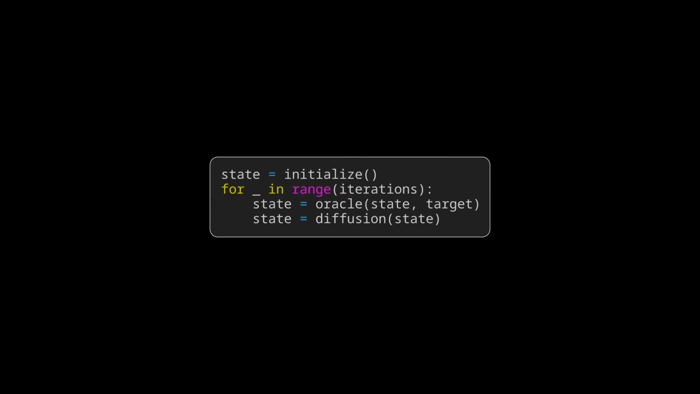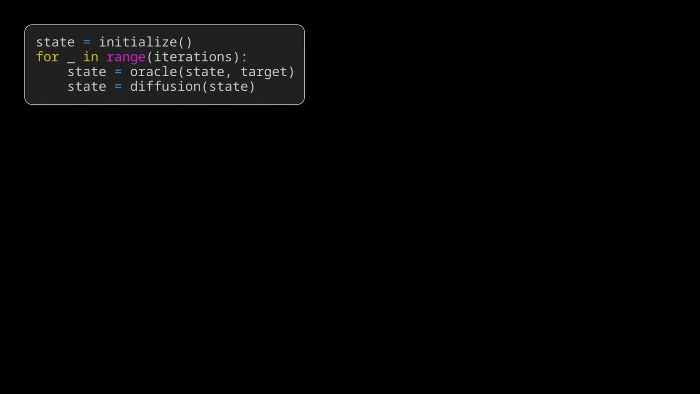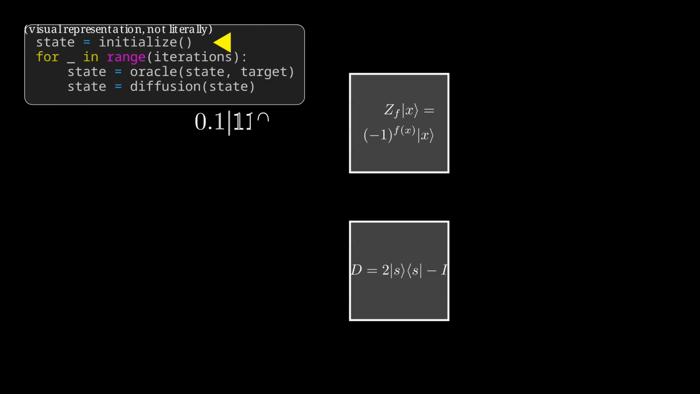So how do we build it? How do we see this in action? Let's see the core of it first. Firstly, the state will be initialized by Hadamard gates. Then the oracle function will flip the target state's sign. Then the diffusion step will amplify the target state.